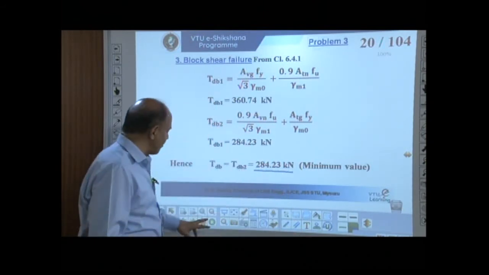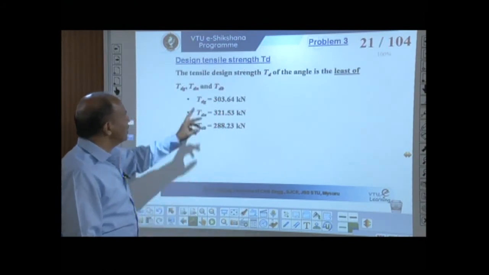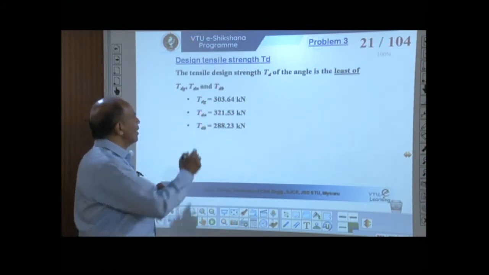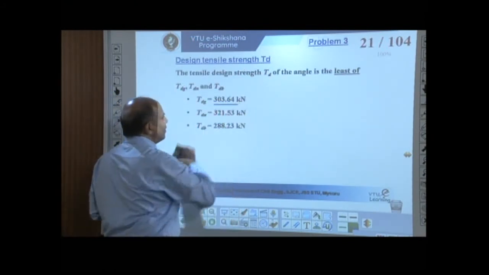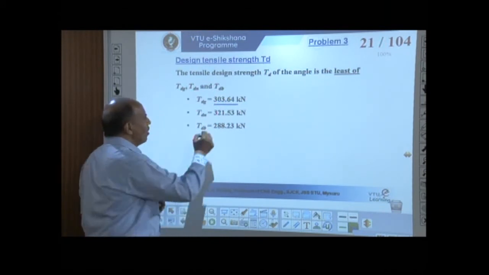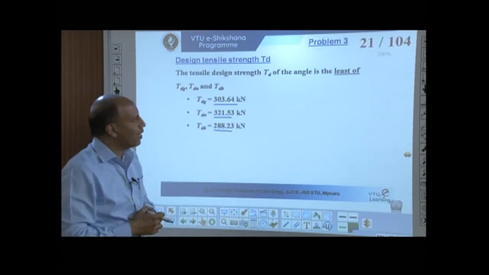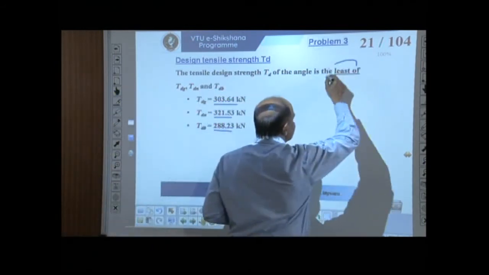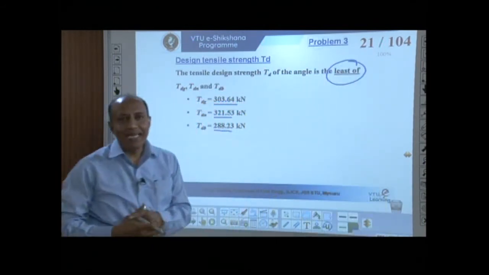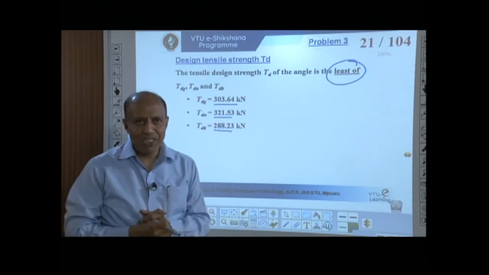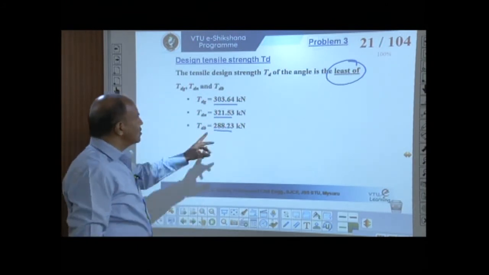So, let us try to summarize that. So, we just try to check here. We had assumed the gross yielding, and that is what we had got. The net yielding, this is the value, and block shear is the value, correct? So, all you have to do is write all those values and take the least of these values.